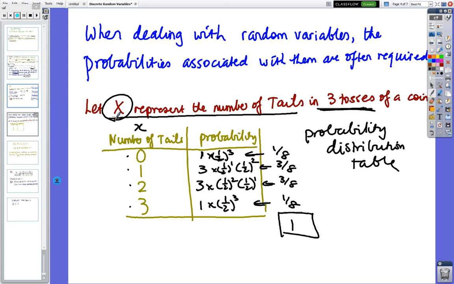So X was the event, the number of tails, and then lowercase x is 0 tails, 1 tail, 2 tails, and 3 tails. And the probabilities were 1/8, 3/8, 3/8, and 1/8. So copy that and come across.